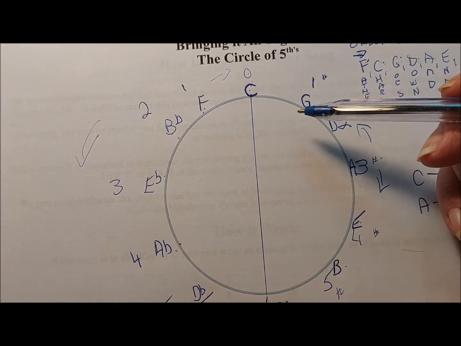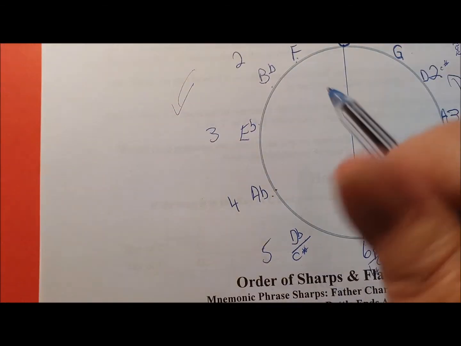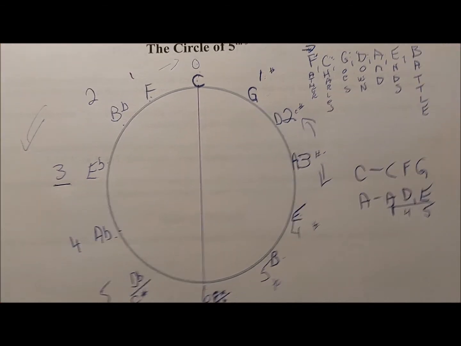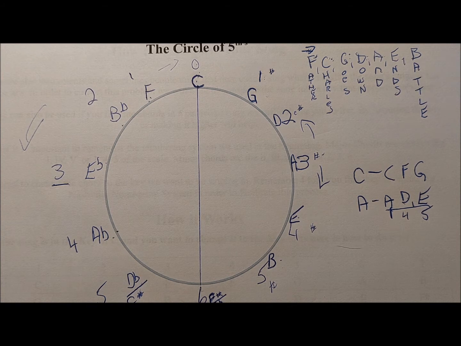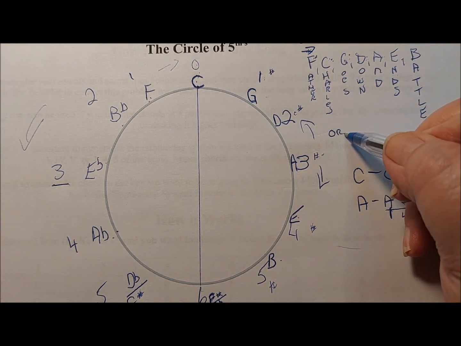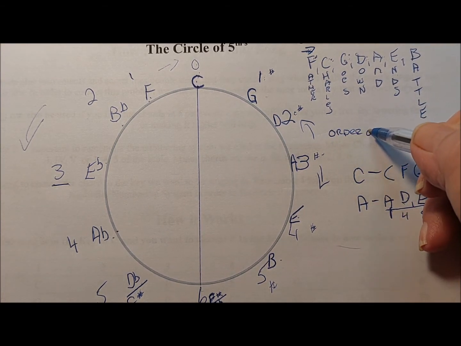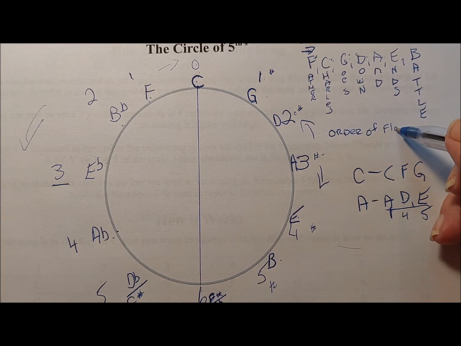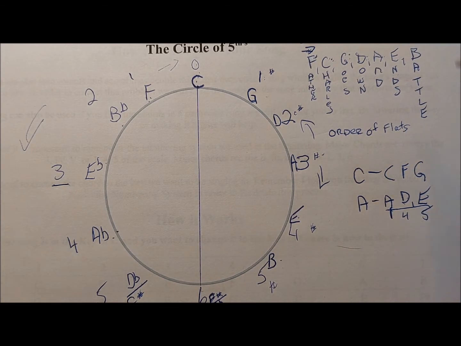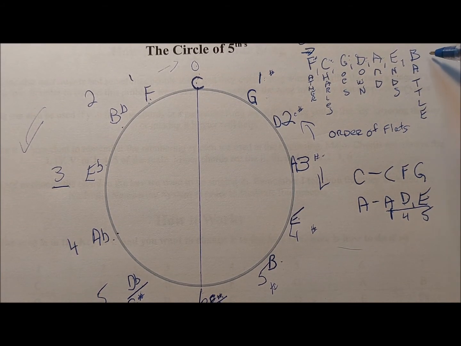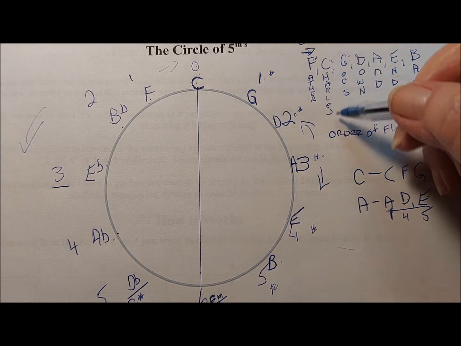How many flats are in the key of E flat? There's 3. What are the chords going to be? Actually, the flats go in the opposite direction of the sharps. Order of flats goes, okay, so sharps go this way, flats go that way. So it's a little different, but almost the same. Battle ends, and down goes Charles' father.